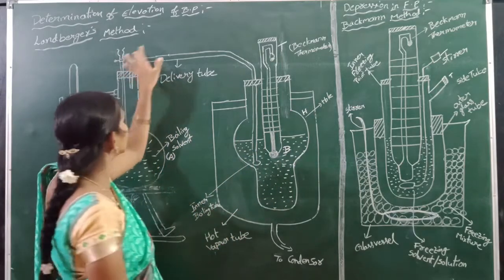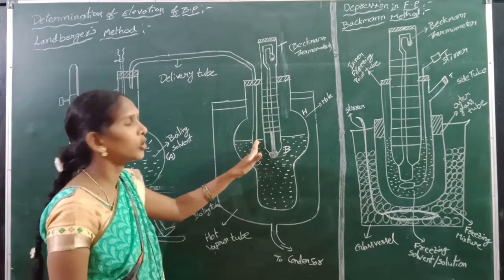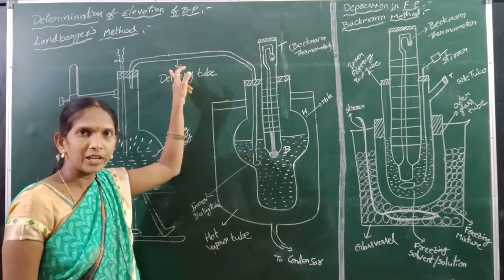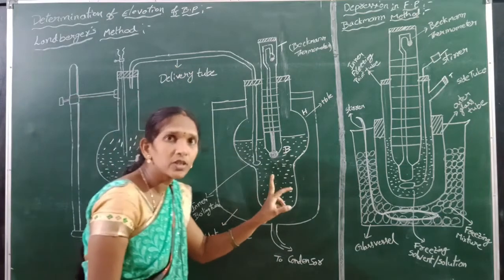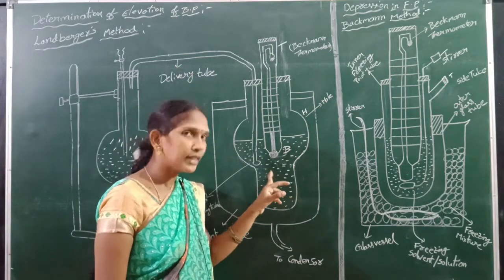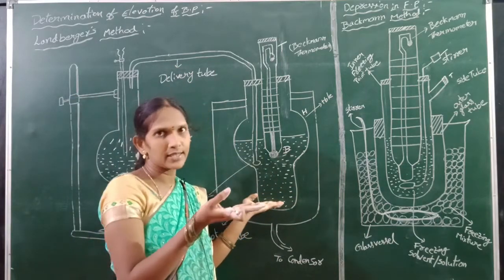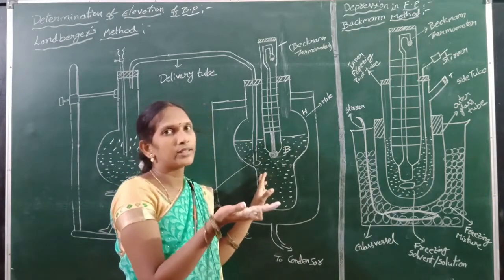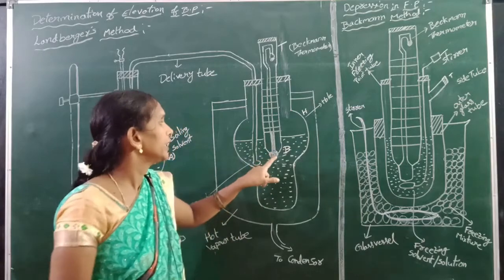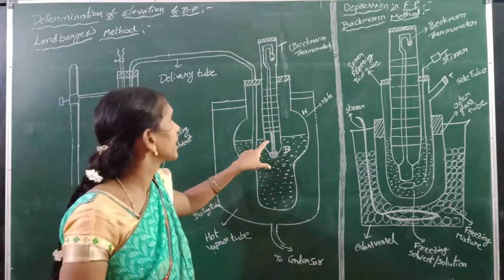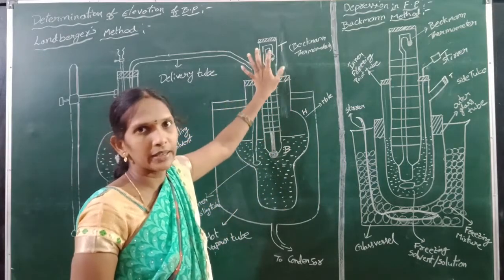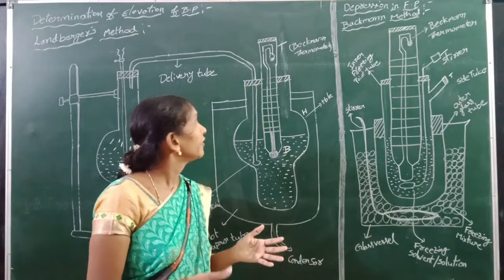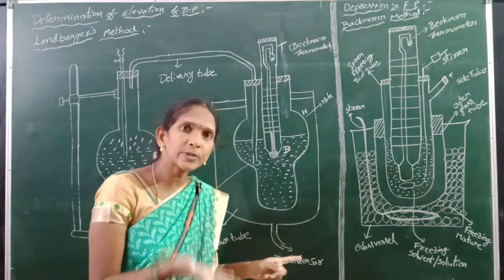The vapors come to the inner boiling tube from the boiling flask with the help of the delivery tube. Then this solution boils, and the constant temperature is indicated on the Beckmann thermometer. That is the temperature at which the solution boils.